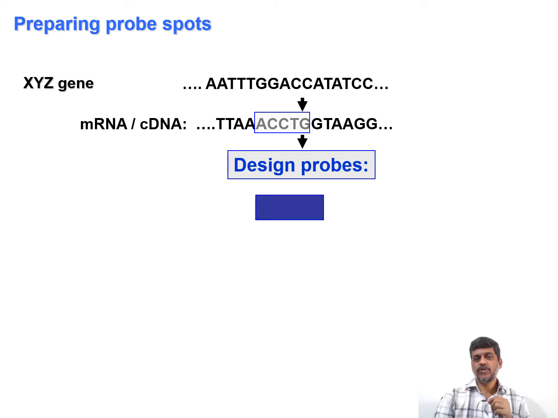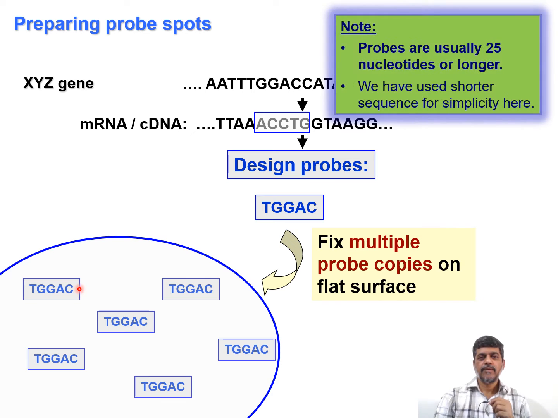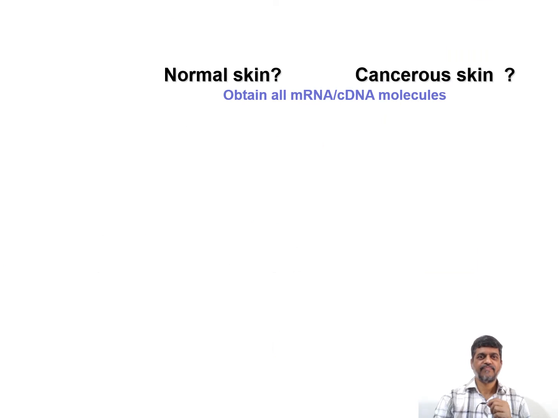We can prepare probe spots based on this principle. That is, we take a lot of copies of these probe molecules, fix them on flat surfaces like this, like a glass surface or like a slide or blotting paper or anything like that. But we should note that the probe molecules are longer. Right? I'm using shorter sequences for my convenience only.